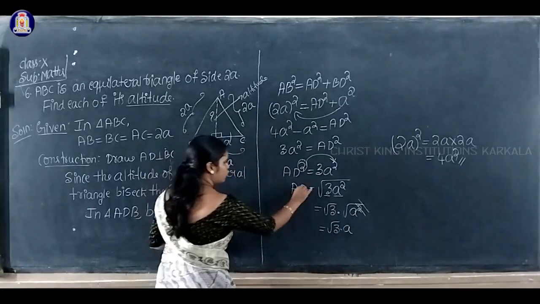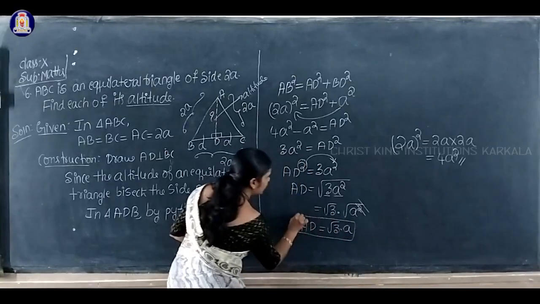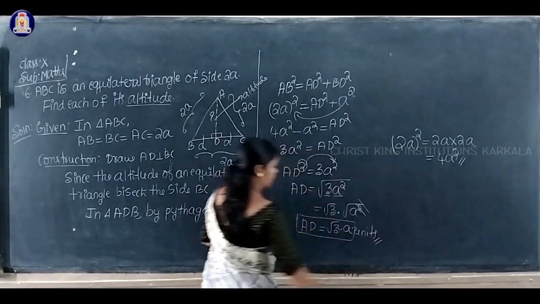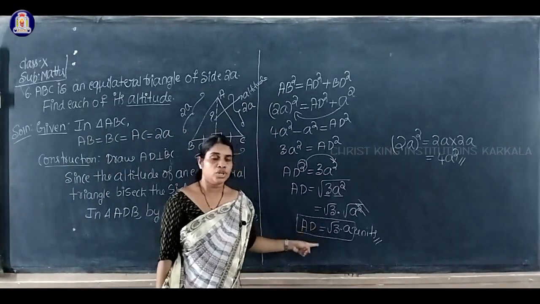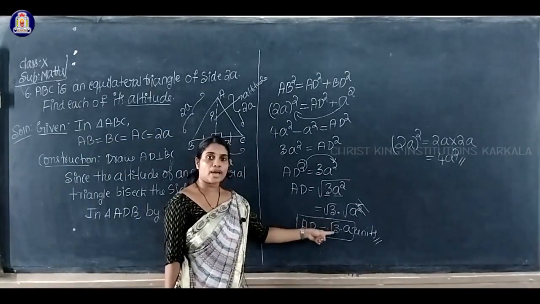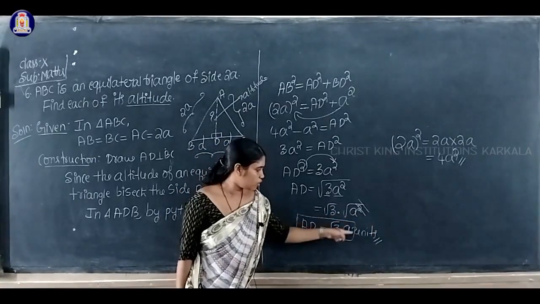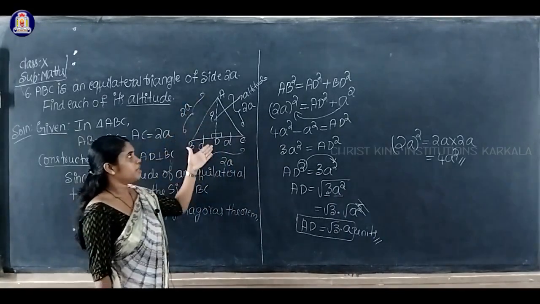Okay, so AD is nothing but your median. So what is the length of your AD? It is nothing but your altitude. So what is the length of your altitude? Your altitude length is square root of 3 into a units. Square root of 3 into a units. Remember here AD is nothing but your altitude.